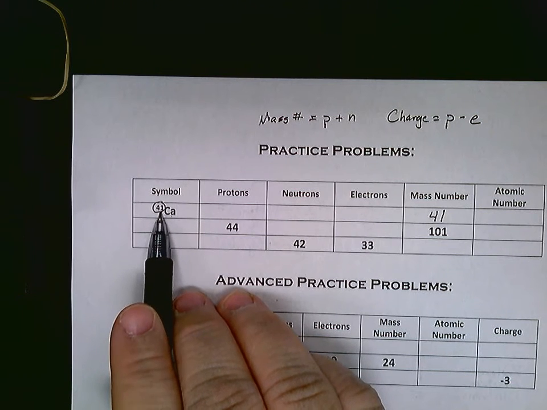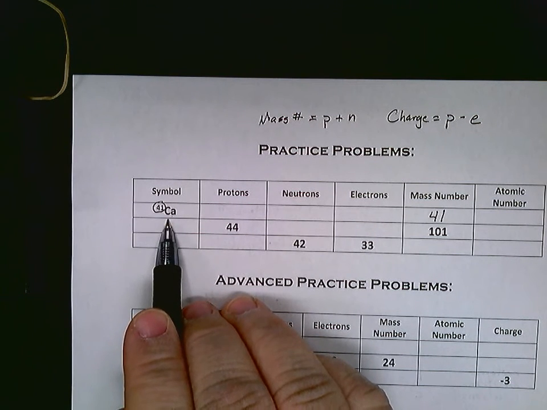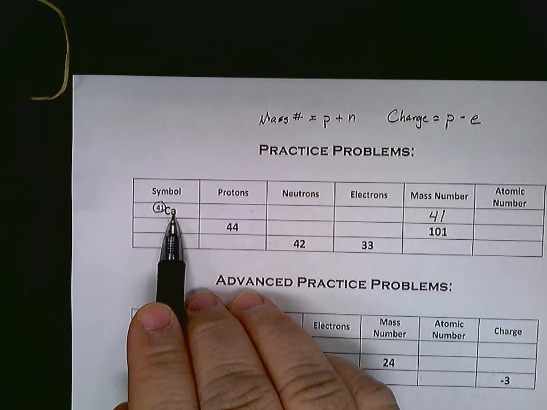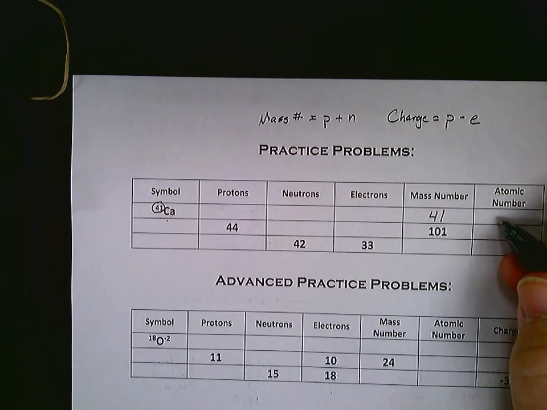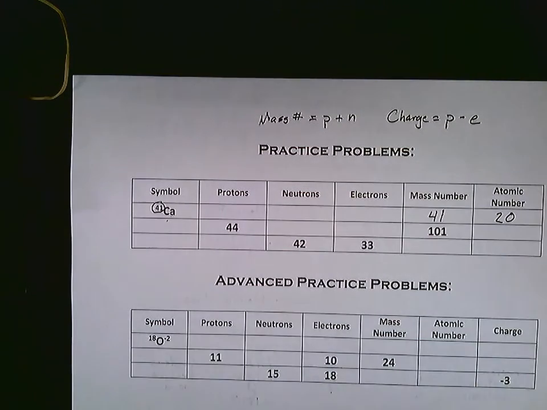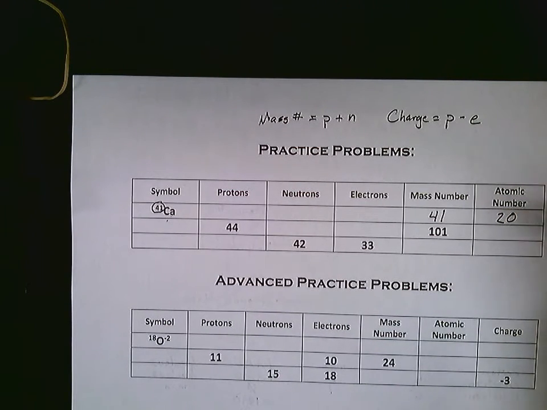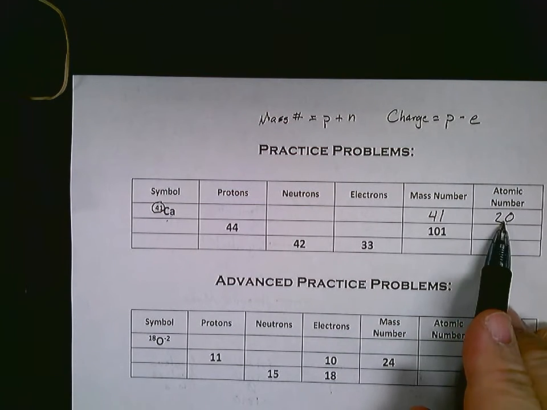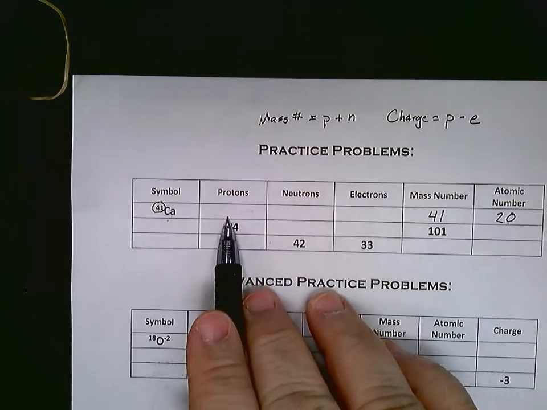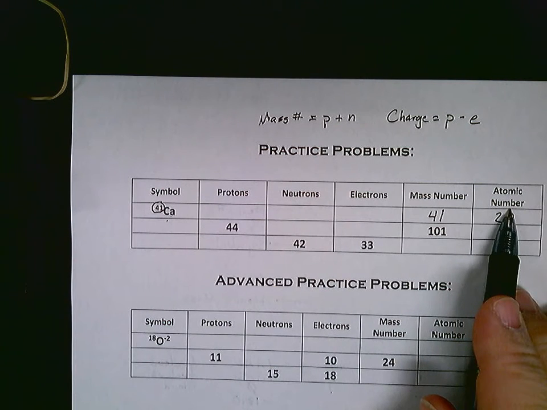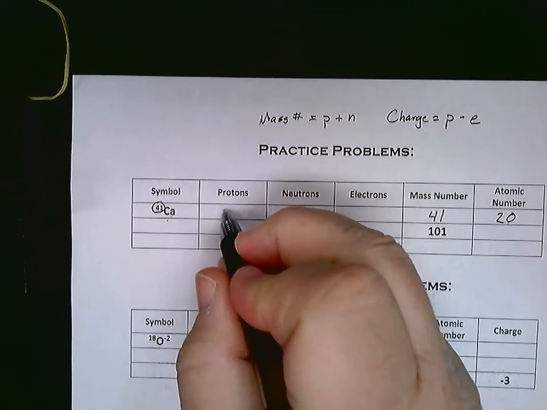But let's progress forward here. In our case, we have Ca. When you look that up, that is calcium. Calcium has an atomic number of 20. So we can automatically fill in the atomic number based upon what's on the periodic table. Remember, atomic number is the only number you will pull from the periodic table when you're doing this. Now, by definition, the atomic number is also the number of protons. So protons and atomic number, those columns will always be the same. So we can automatically put a 20 here.